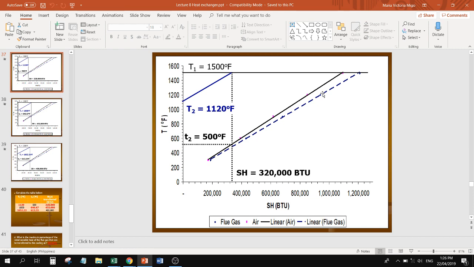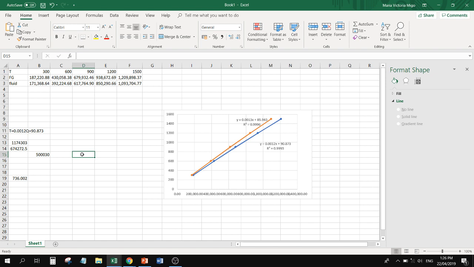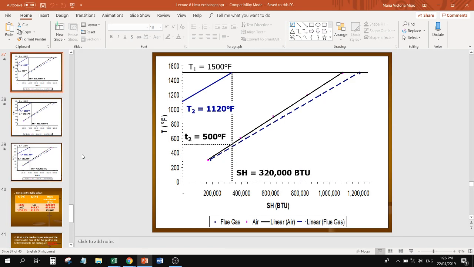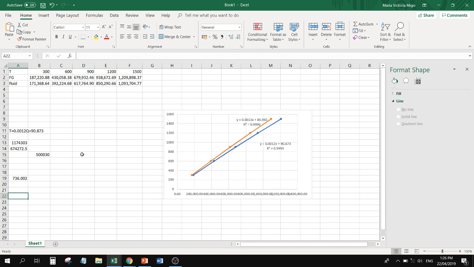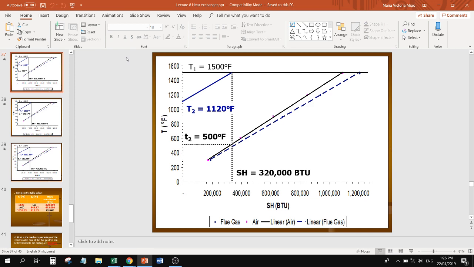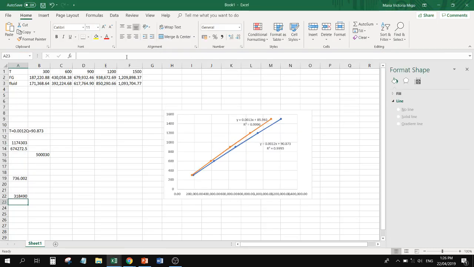So let me show that. Okay, so first, 500. I want to calculate Q using the equation of the cold fluid. So this is the equation of cold fluid. So that is 500 minus 85.963 divided by 0.13. Is it near? It's quite near with the graphical solution.